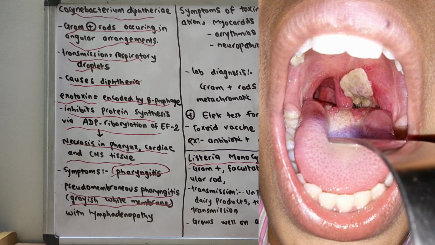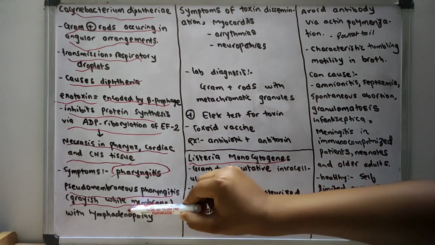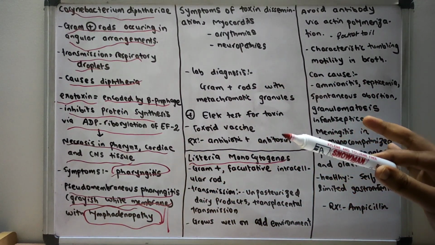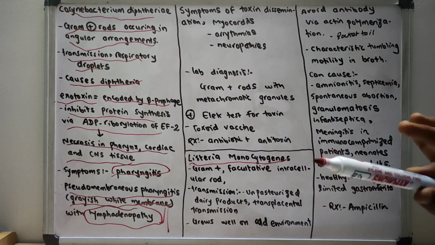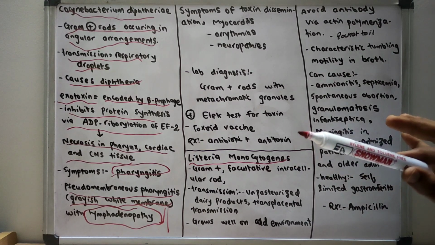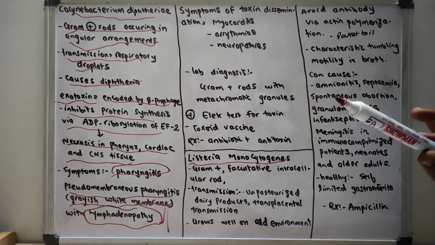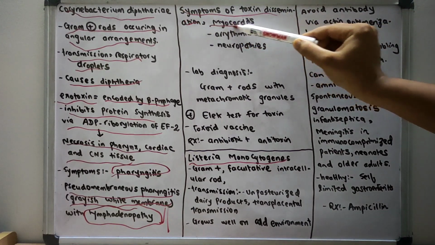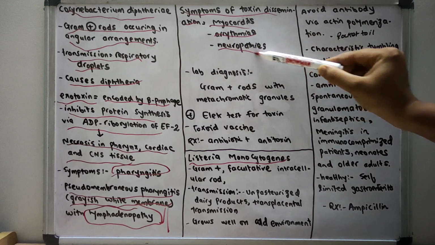That is the pseudomembranous pharyngitis. It is the pseudomembrane that is present in the person that is infected with the Corynebacterium diphtheriae, and it occurs with lymphadenopathy. Lymphadenopathy also occurs in the person with Corynebacterium diphtheriae infection. So what are the various symptoms of the toxin dissemination? The various symptoms of the toxin dissemination are myocarditis, arrhythmias and neuropathies.